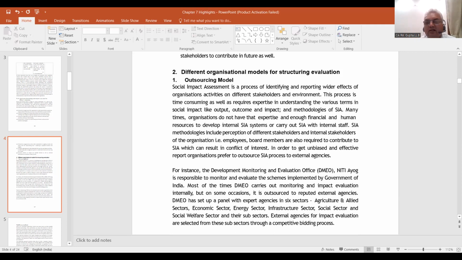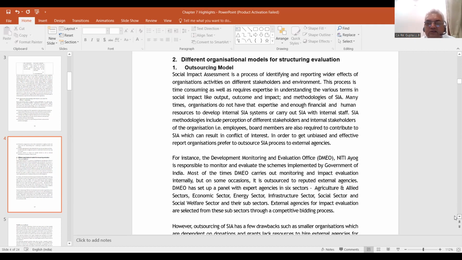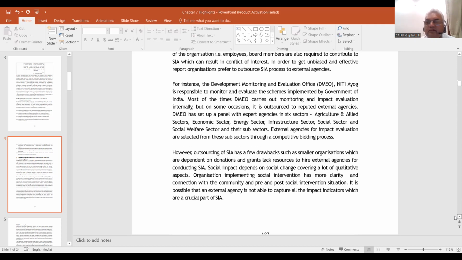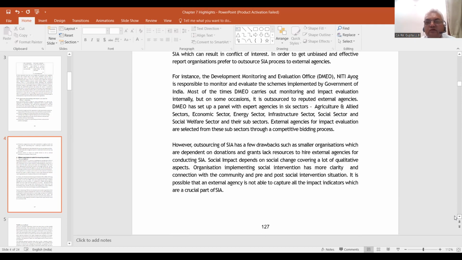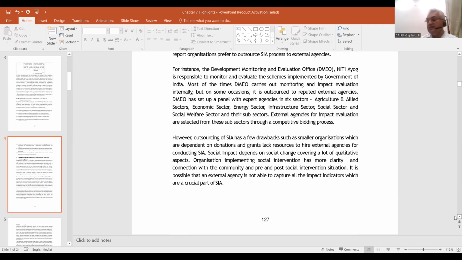And they have set up a panel with expert agencies in 6 sectors: agriculture and allied sectors, economic sector, energy sector, infrastructure sector, social sector, and social welfare sector, and the subsector. So external agencies for impact evaluation are selected from these subsectors through a competitive bidding process.